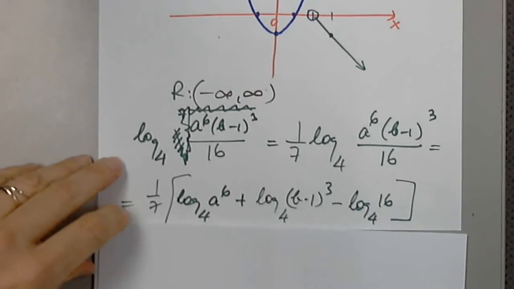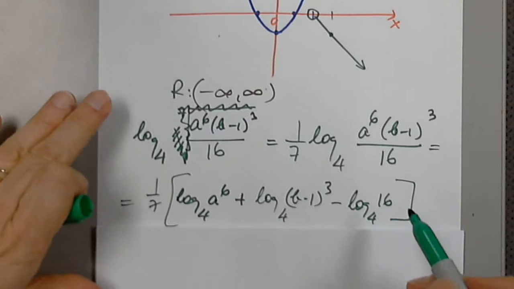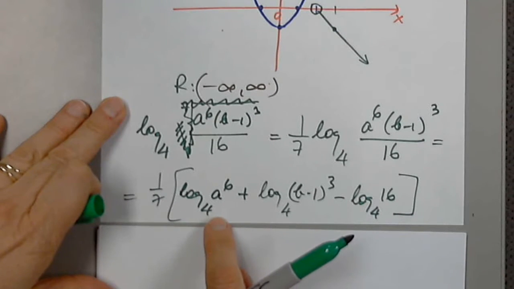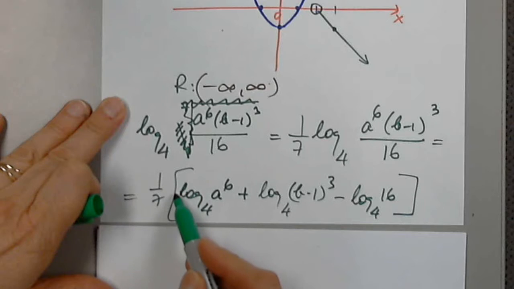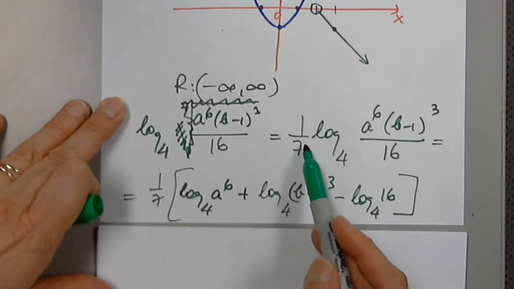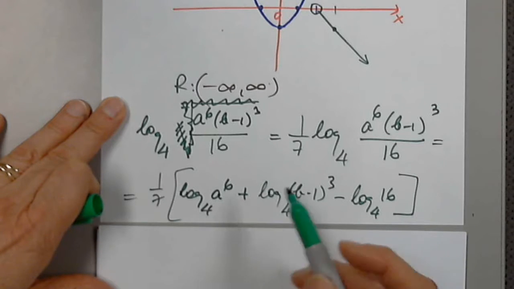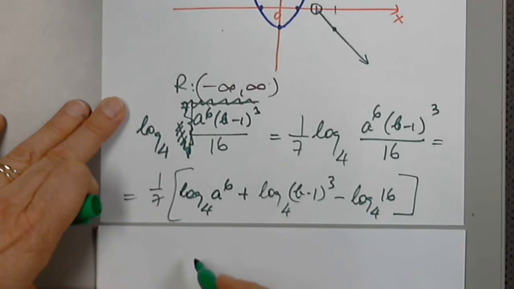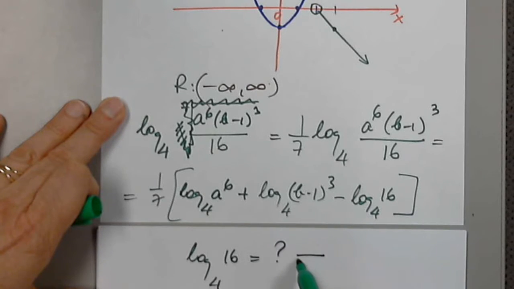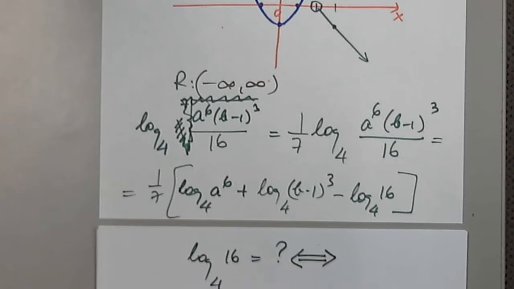Now I have to go back to the power, and I have to simplify this because I can. I cannot simplify this other than put the power in front, like I did with 1/7. I cannot simplify this other than put the 3 in front, but for this one, I can simplify. Log base 4 of 16 is a number. This can be changed into an exponential equation. How do I change this into an exponential equation?